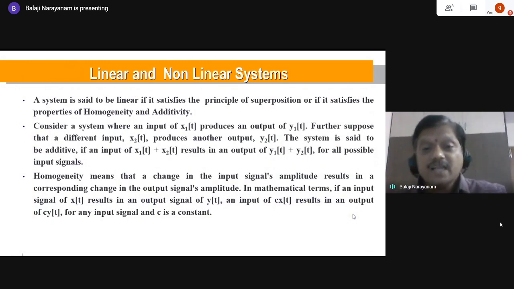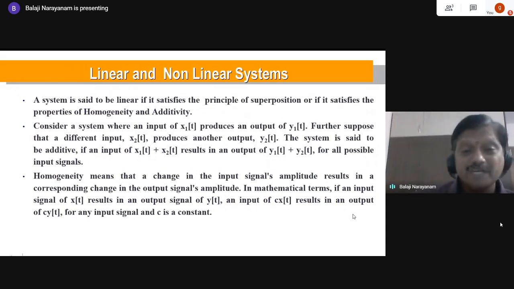Now, so far we discussed the causal and non-causal systems. The other important classification of the system is linear and non-linear systems. So now let us try to understand what is a linear system.